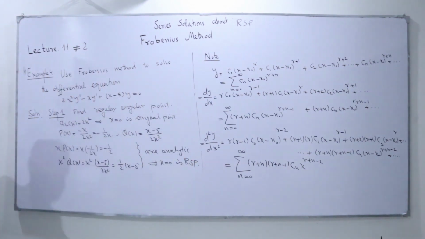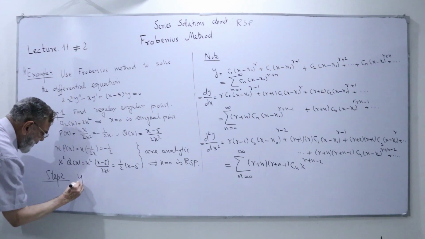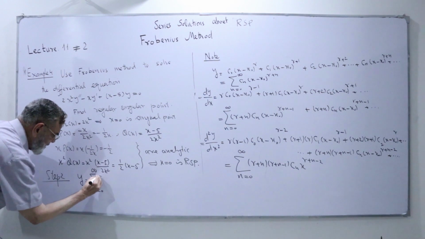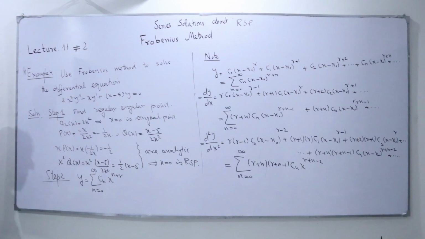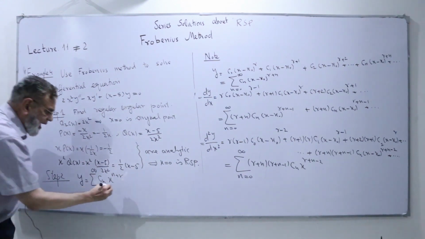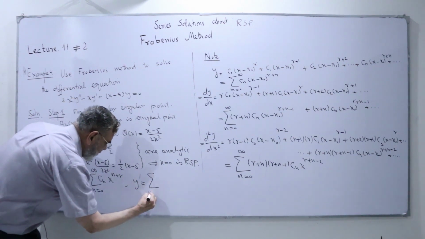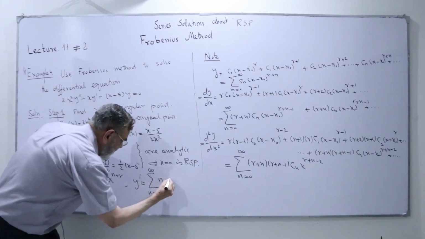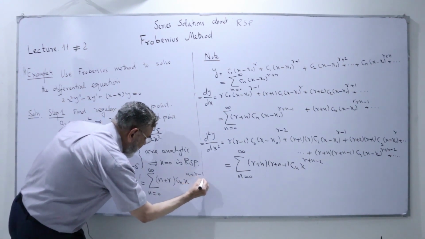Now we want to find the solution about x equal to 0. So our substitution in this case is step 2. At x equal to 0, we have here y equal to sigma n is from 0 to infinity Cn x to power n plus r. So our x0 is equal to 0. So we can define our y dash. So y dash will be equal to sigma n is from 0 to infinity n plus r Cn x to power n plus r minus 1.